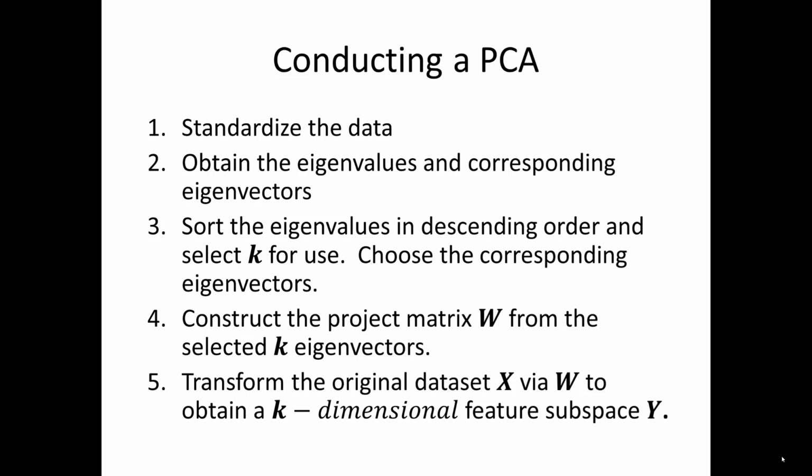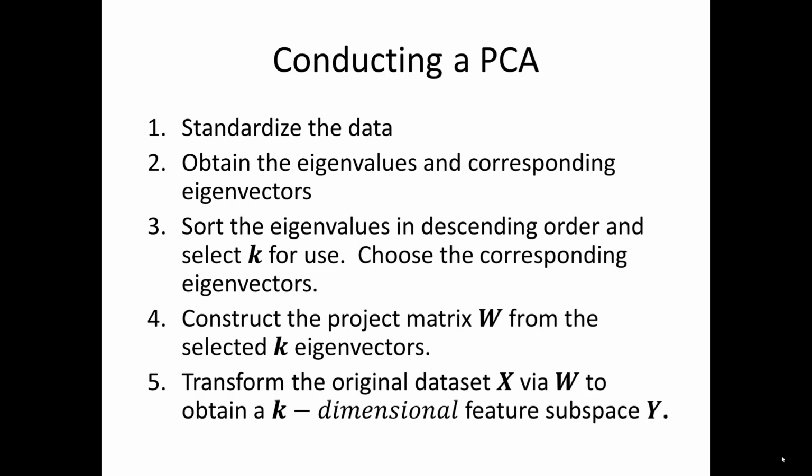Once you have the eigenvectors, you can construct the projection matrix from the selected eigenvectors. Now let's call it capital W, and the W is highlighted or bolded because it's a matrix also. Again, if the dimensionality is low enough, we can actually draw the projection matrix out. Otherwise, we'll have a numerical matrix to work with. Last, we'll transform the original data set, X, via W to obtain a k-dimensional feature subspace, Y. So that's the last sentence on this slide.